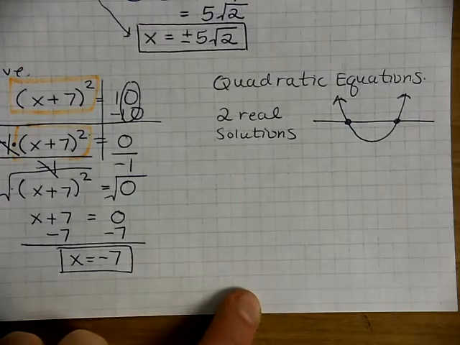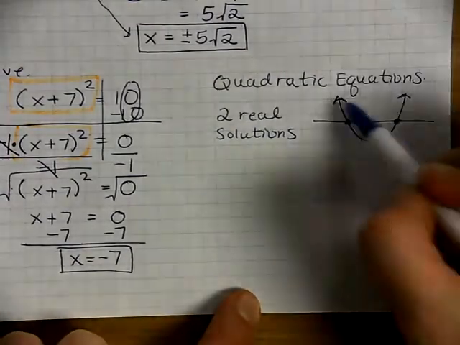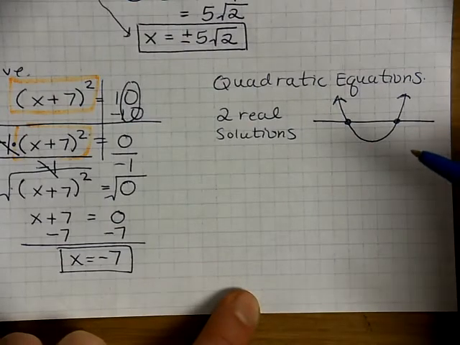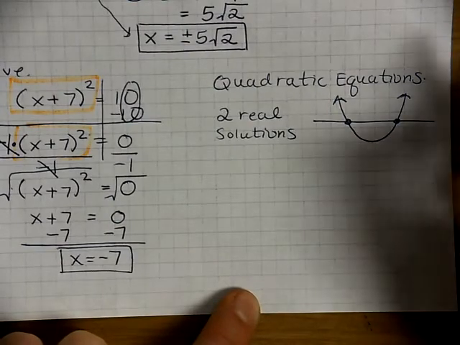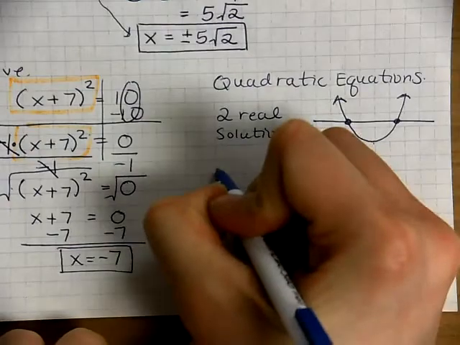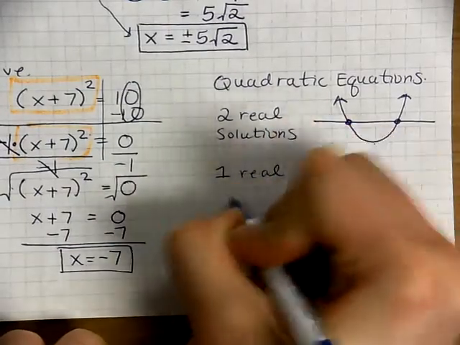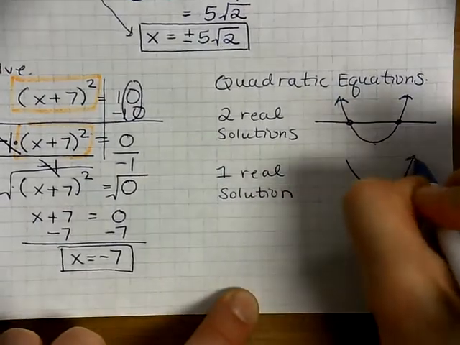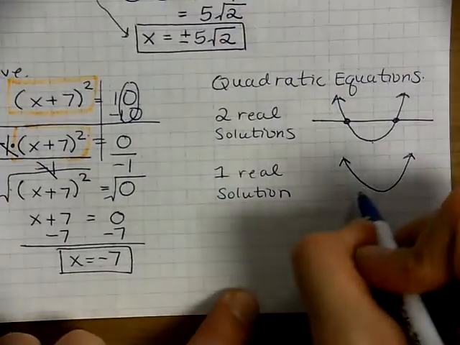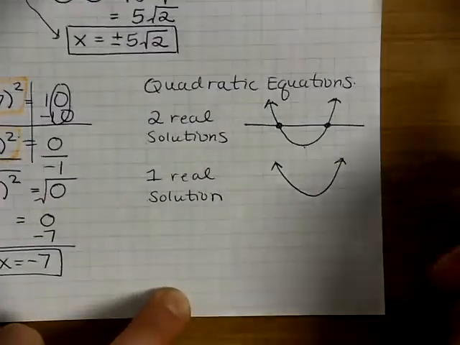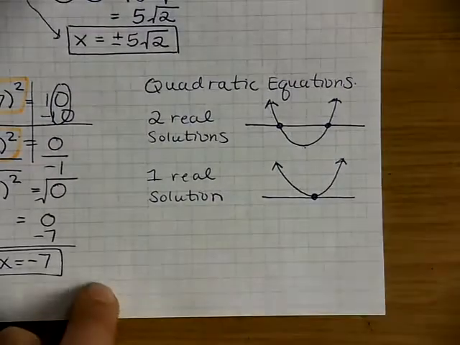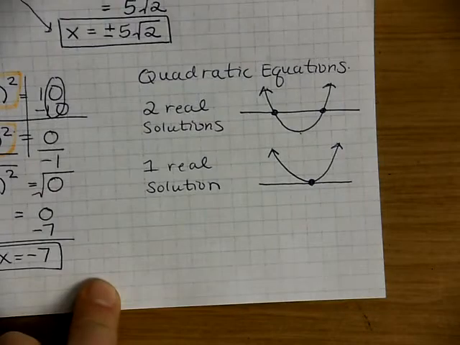So I'm thinking to myself, where would this horizontal line intersect this parabola in order for me to only have one solution to the equation? And your answer is the vertex. So we could have one real solution, and if I did that on a graph, you'd have your parabola, and we'd intersect right at the vertex. You guys saw this with absolute value functions as well.